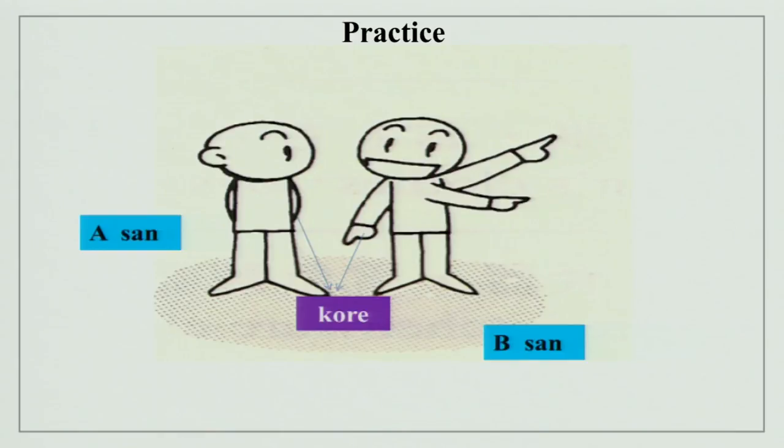Now, what do they have to say? Let us see. Kore wa nan desu ka? For both of them. And the answer could also be in kore. Anybody can ask and anybody can answer in kore because the object is close to both of them. Kore wa nan desu ka? Kore wa whatever the object is.